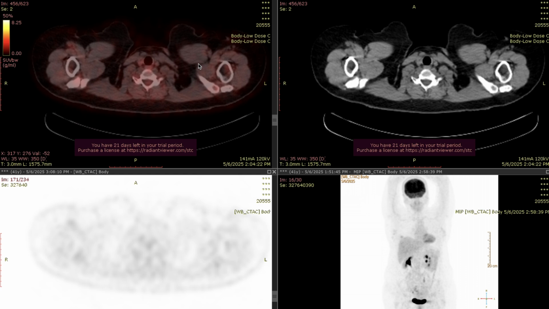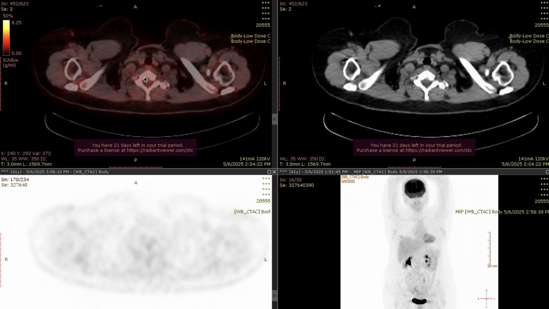We should assess the site of the primary tumor or the site of surgery, because it's the first site for tumor recurrence. The patient had a previous total thyroidectomy. This is the thyroid bed, the surgical bed, and there is no evidence of hypermetabolic concerning lesions at the site of surgery.